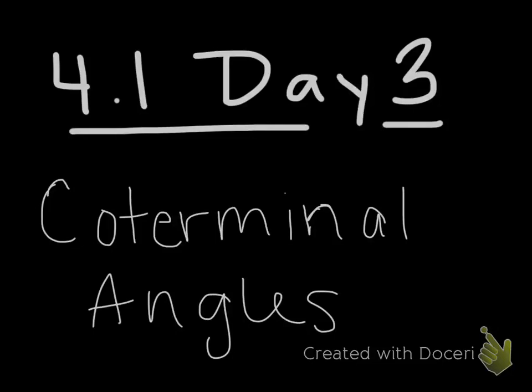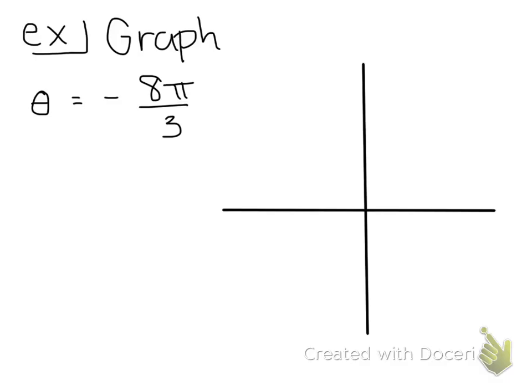Today we're doing section 4.1, day 3, and we're going to be discussing coterminal angles. We actually are going to start with one more example on graphing. So notice our denominator is 3, so I'm going to make this be a negative 3 pi over 3. So this time halfway is going to be decimal, and that's okay. So I have negative 1.5 pi over 3.